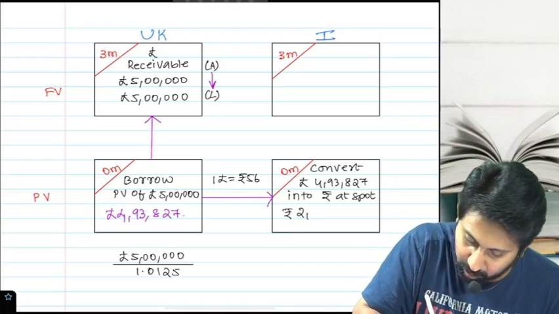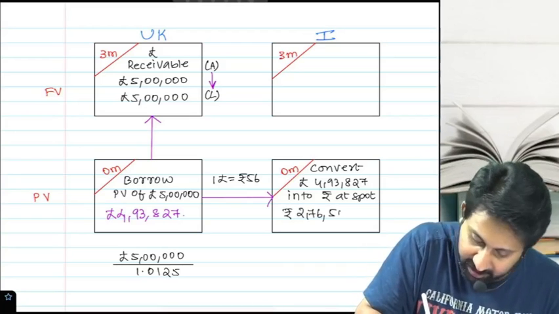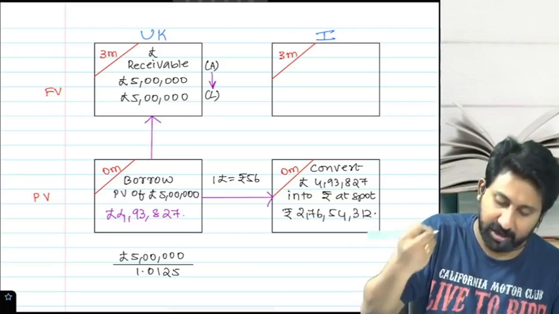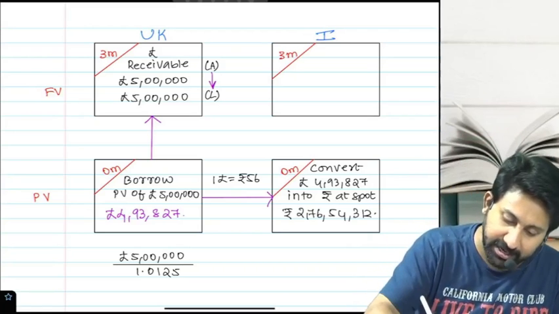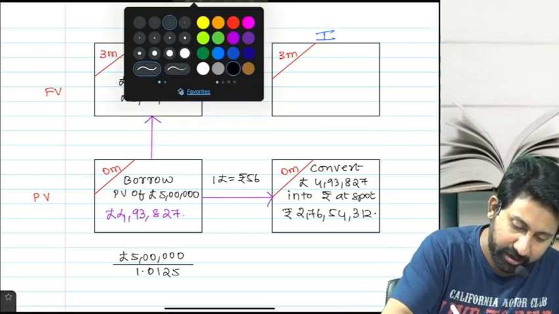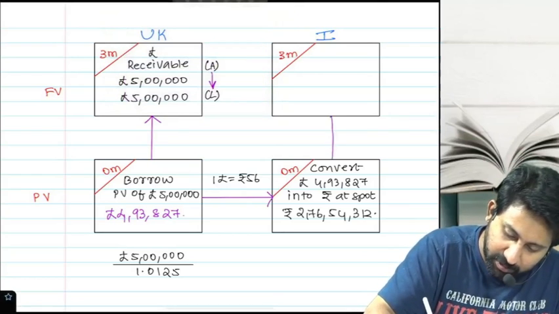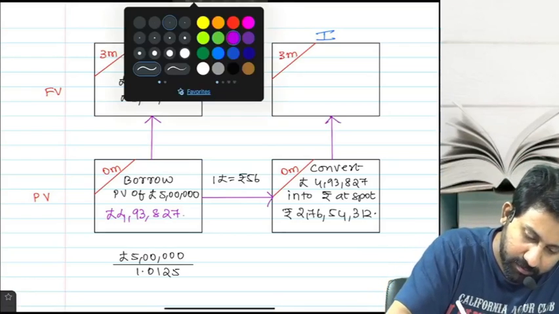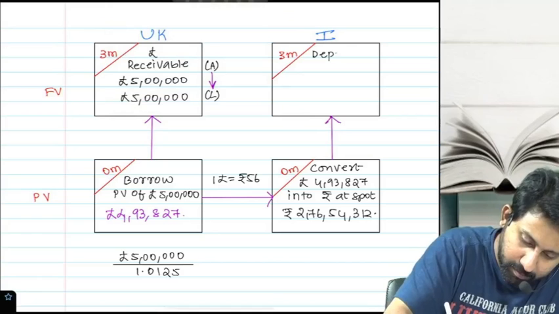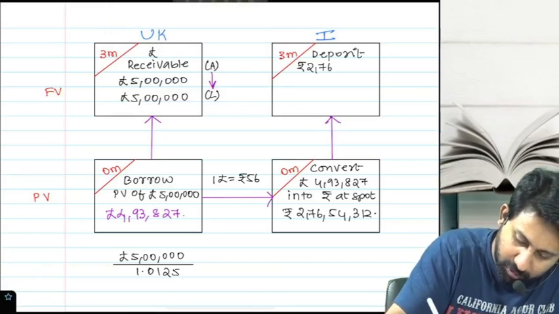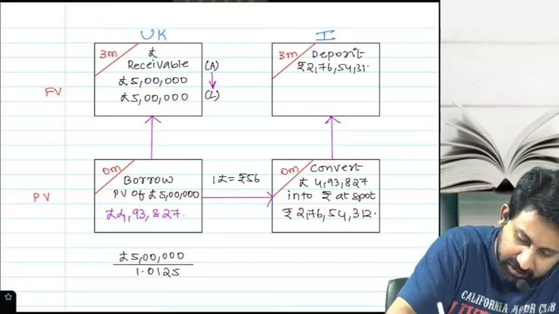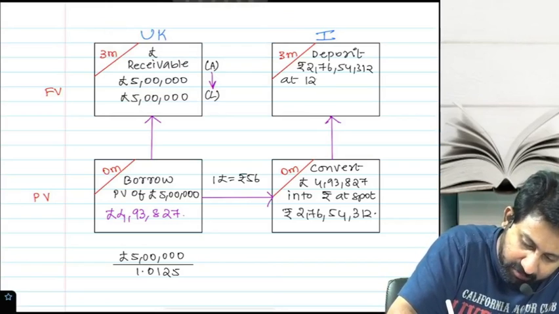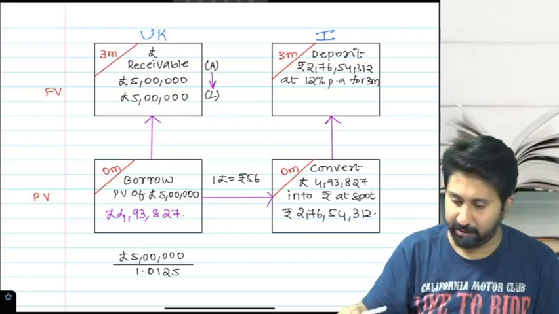Rupees 2 crore 76 lakh 54,312. This much I receive today. So what will I do now? I will deposit it: deposit rupees 2 crore 76 lakh 54,312 at 12% per annum for 3 months.